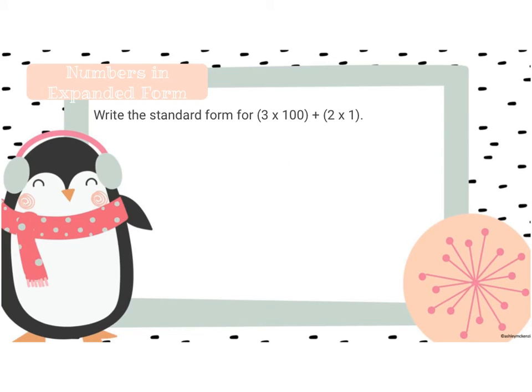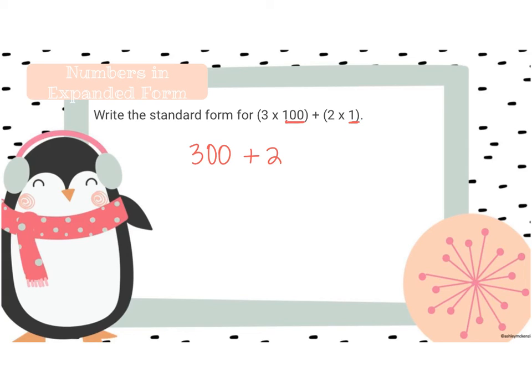Okay, write the standard form. Now this one looks different. 3 times 100 plus 2 times 1. What do you think we need to do? Multiply it. What is 3 times 100? 300. And what is 2 times 1? 2. Okay, so I've got the hundreds place, and I have the ones place.